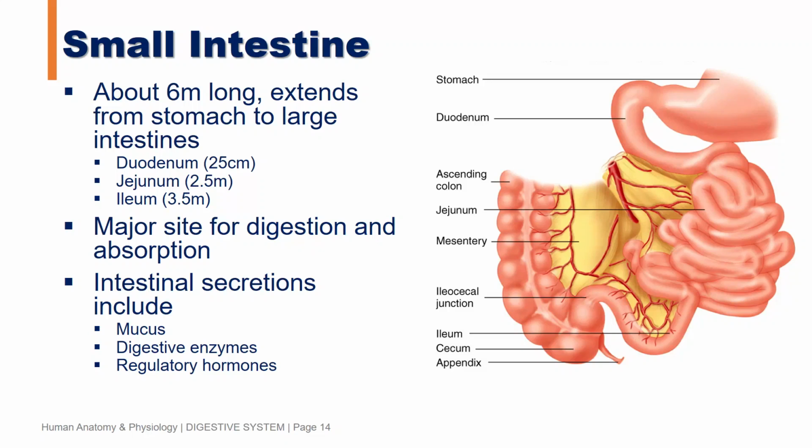As you can see from the photo here, the duodenum is about 25 cm. And then you have your jejunum, which is about 2.5 meters. And then you have your ileum at the lower part here, that is 3.5 meters long. Your small intestine is the major site for digestion and absorption. Okay. And then you have your intestinal secretions that include mucus, digestive enzymes, and regulatory hormones.